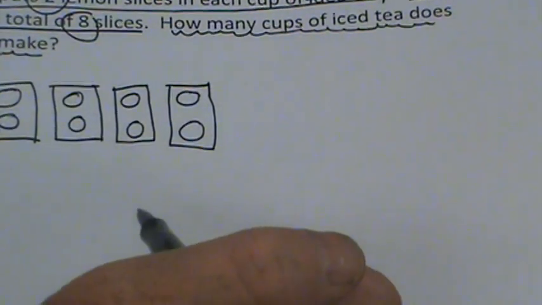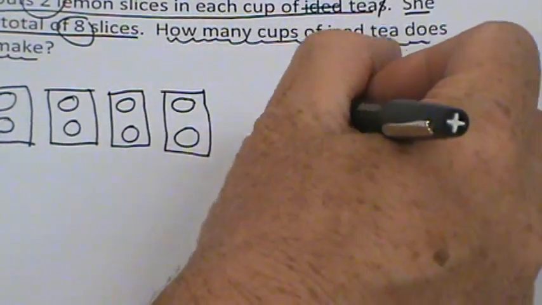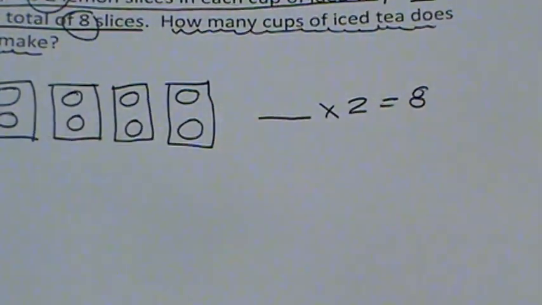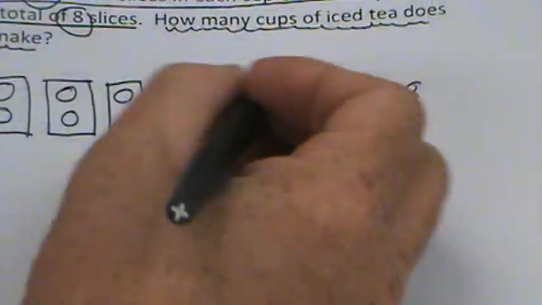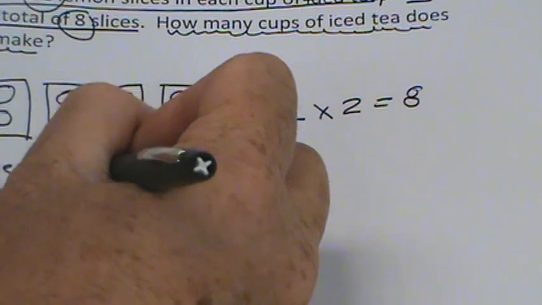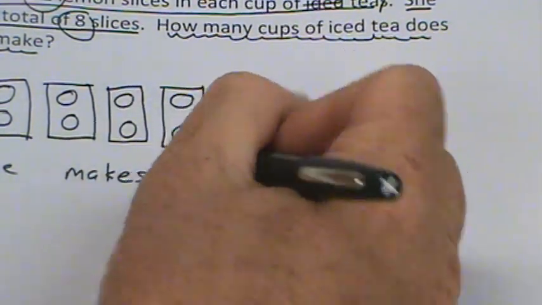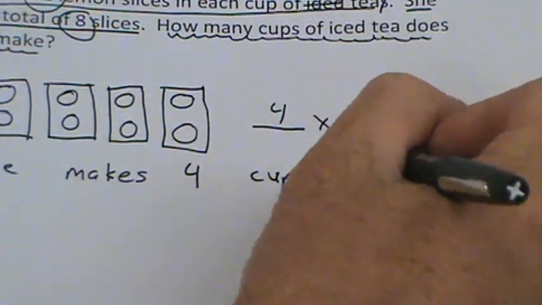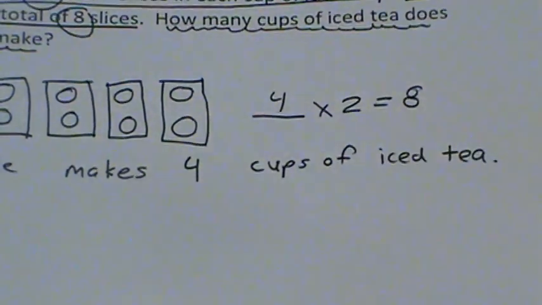But let's just do a little multiplication and division. Let's just do the multiplication. Blank times 2 equals 8. So we would know that 4 times 2 equals 8. And we've read, we've drawn, and now let's write. Rosie makes 4 cups of iced tea.